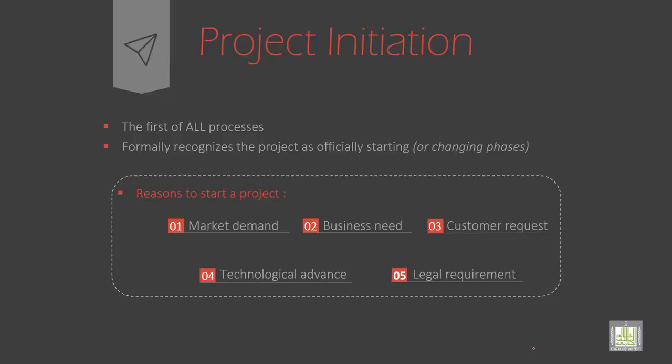Then project initiation. Project initiation has various stages, like market demand, business need, customer request, technological advance, and legal requirement. Very, very important is market demand. Market demand is the sum of individual demand for a product from buyers in the market. If more buyers enter the market and have the ability to pay for items on sale, then the market demand at each price rises. If there are more buyers, automatically we can get more profit. So that's the main idea of creating demand.